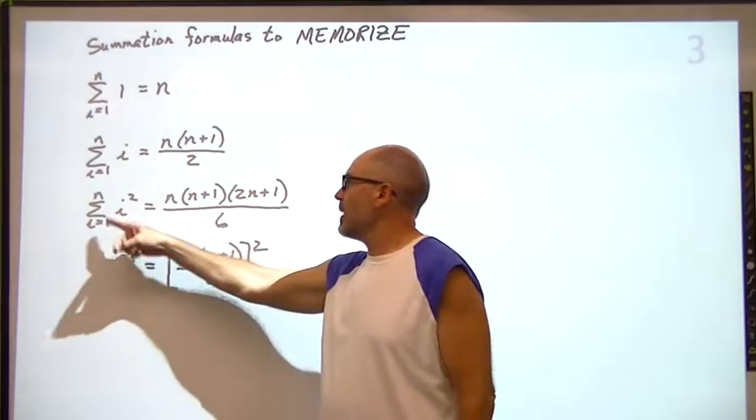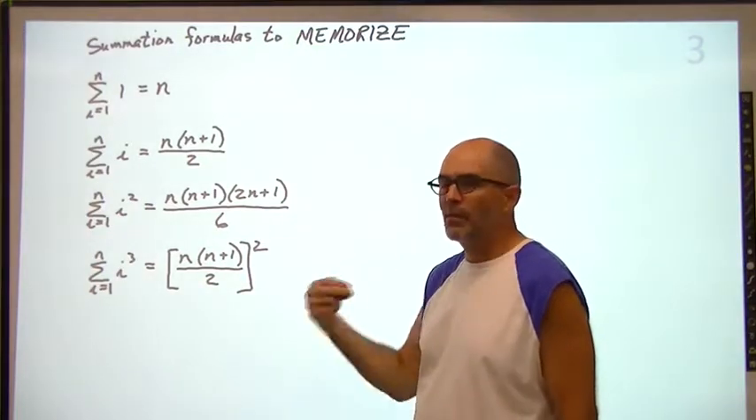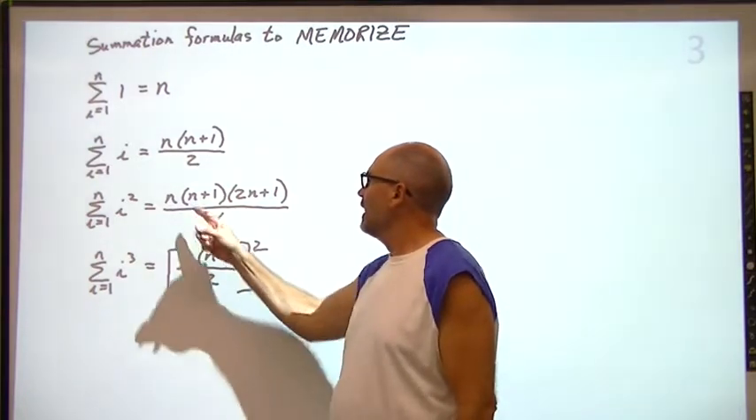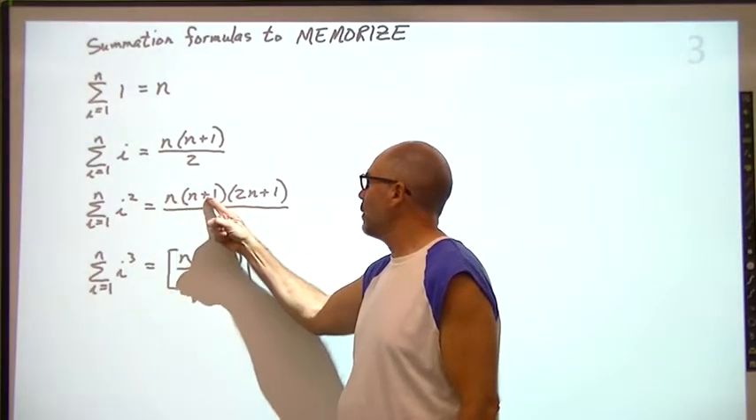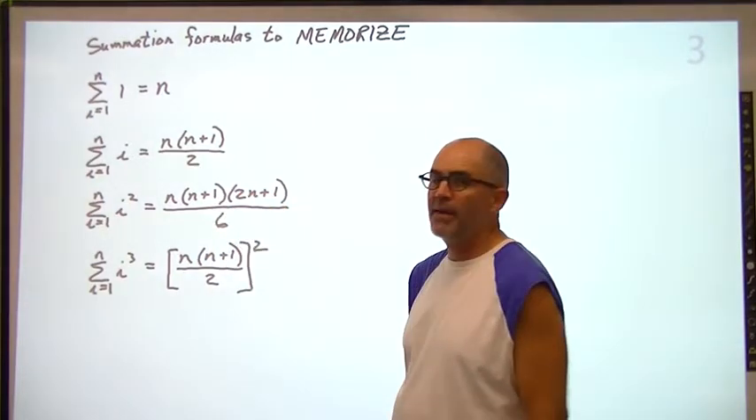Now, summation from i equals 1 to n of i squared. That's going to be 1 squared plus 2 squared plus 3 squared plus 4 squared plus 5 squared. And that's going to end up being the top value times 1 more than it times 1 more than double it divided by 6.